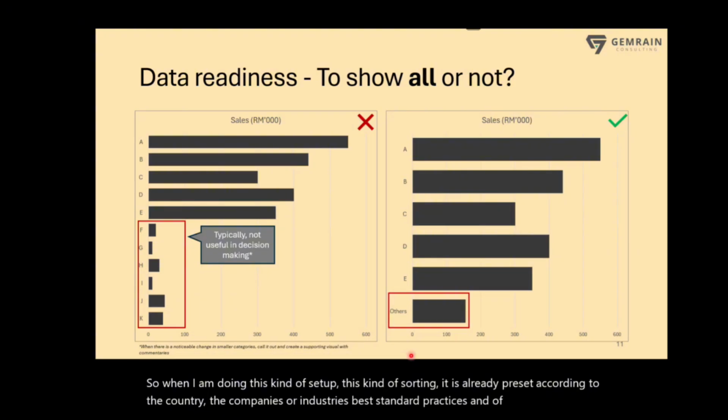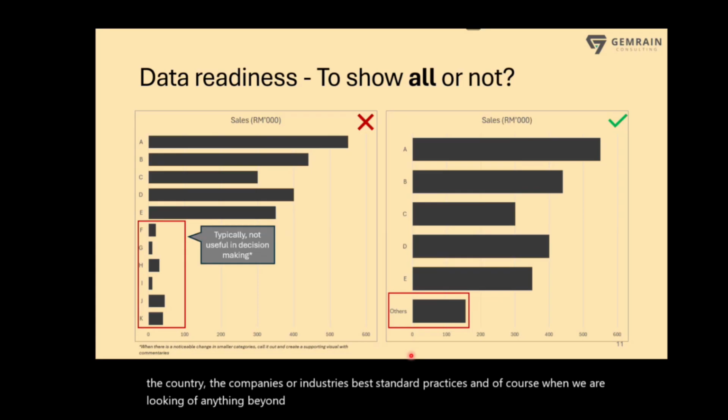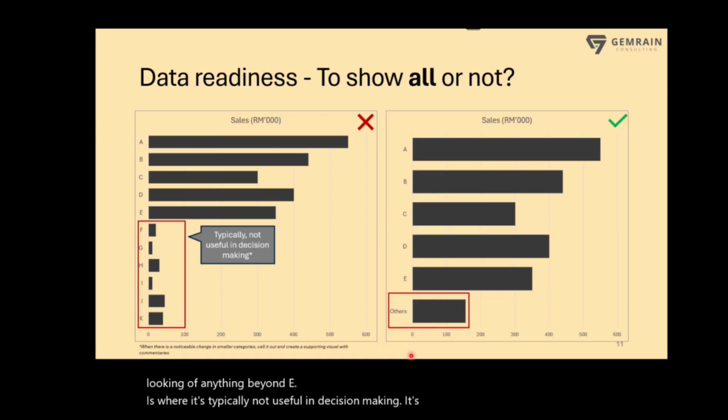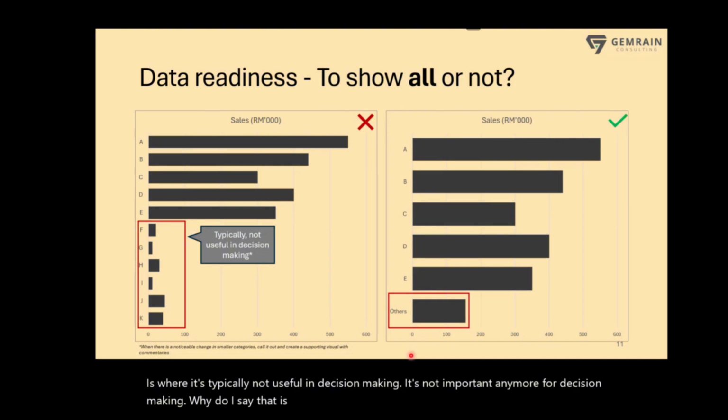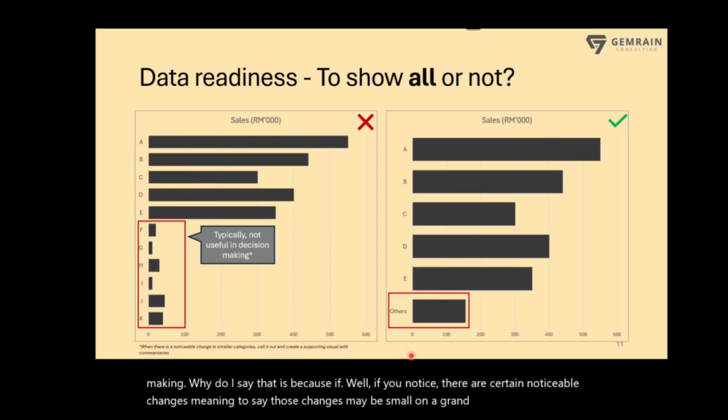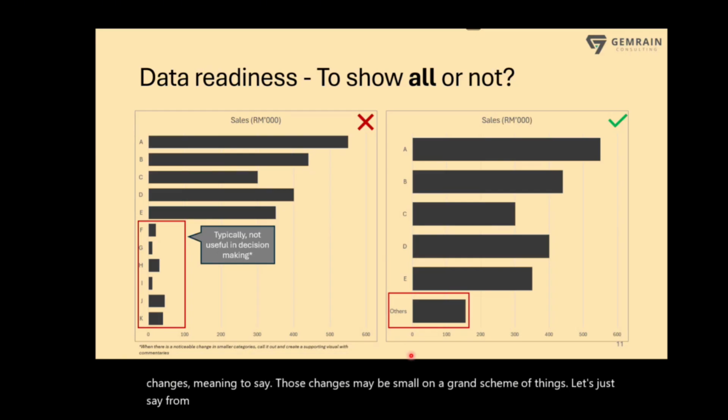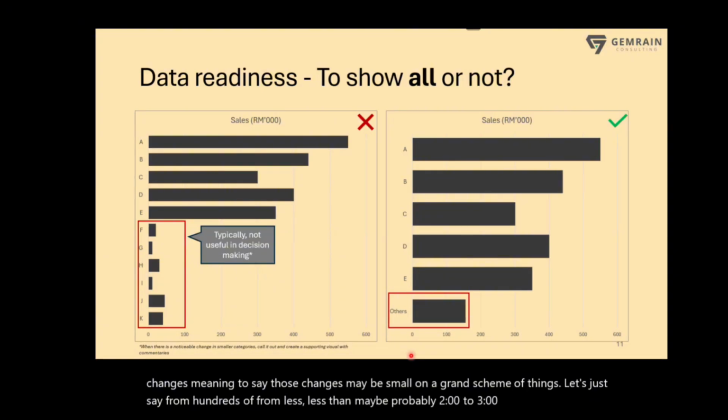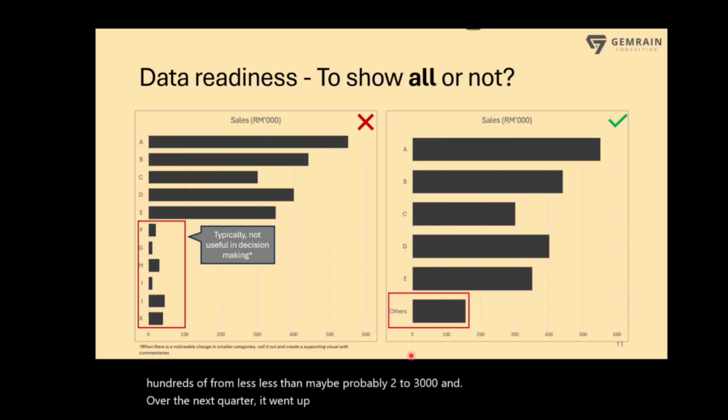And of course, when we're looking at anything beyond E, it's typically not useful in decision making. It's not important anymore for decision making. Why do I say that? Because if you notice, there are certain noticeable changes, meaning to say those changes may be small in the grand scheme of things. Let's just say from less than maybe 2 to 3 thousand, and then over the next quarter it went up to 10,000, and then the next quarter it slowly rolled up to 20,000. It's still within that 100,000 range here, if you notice, right?